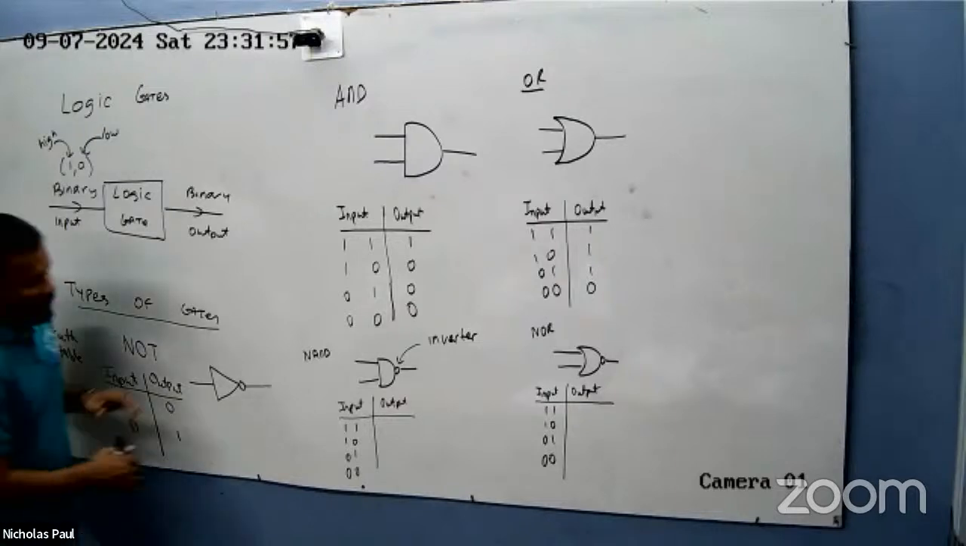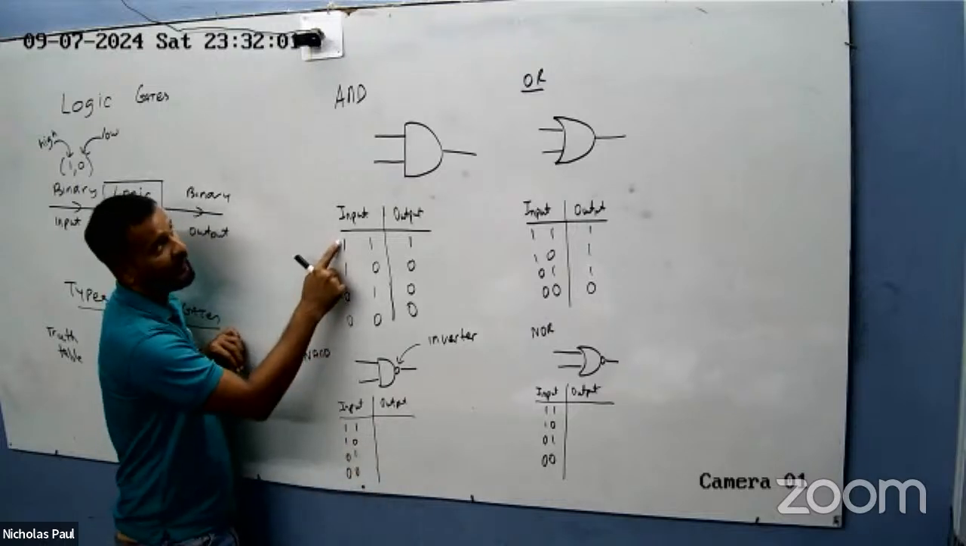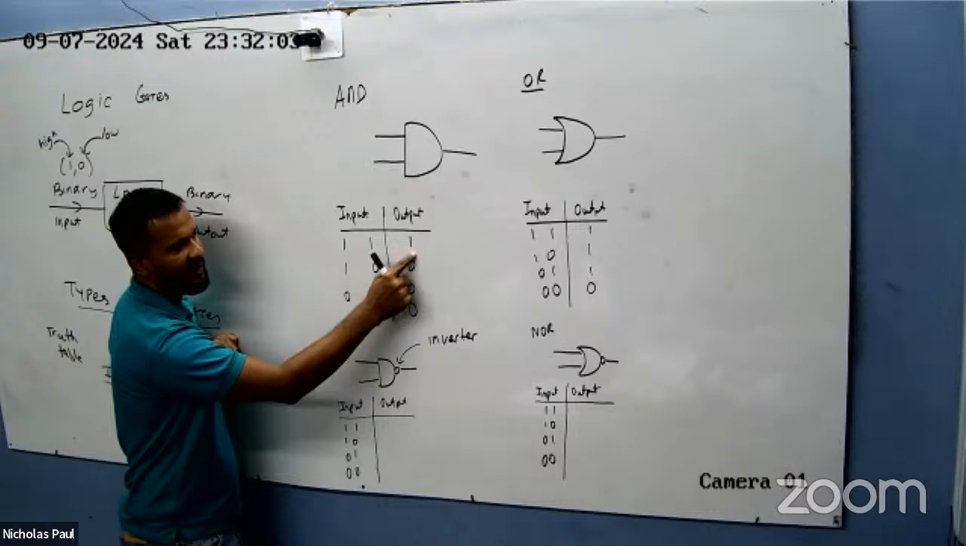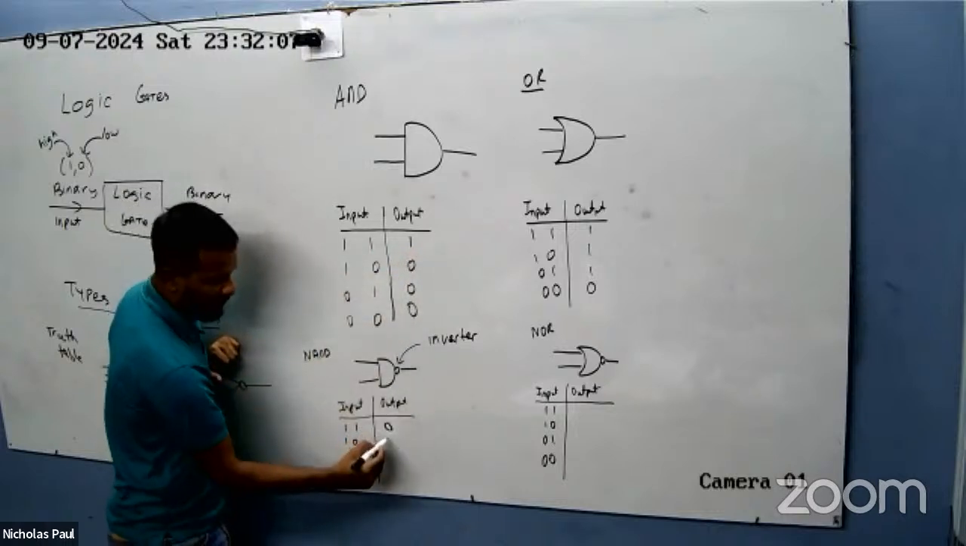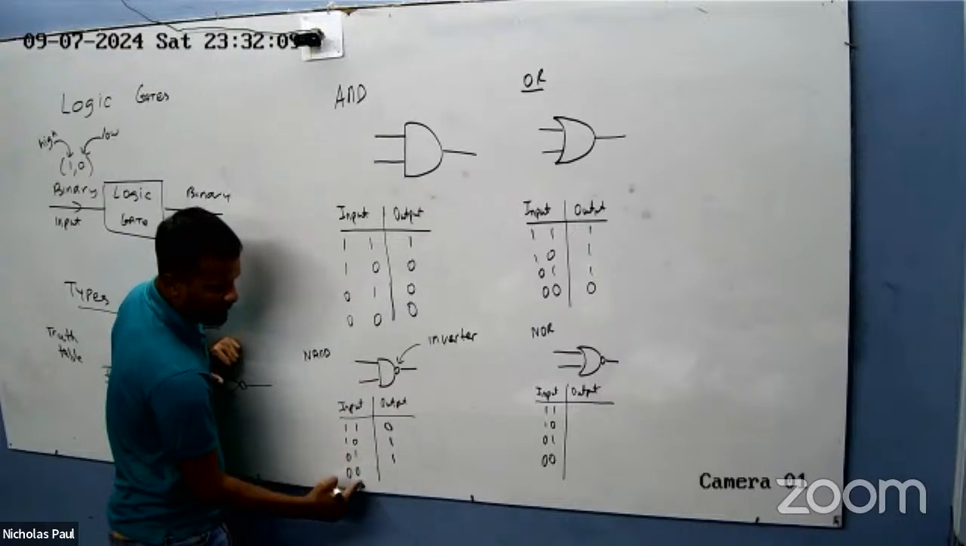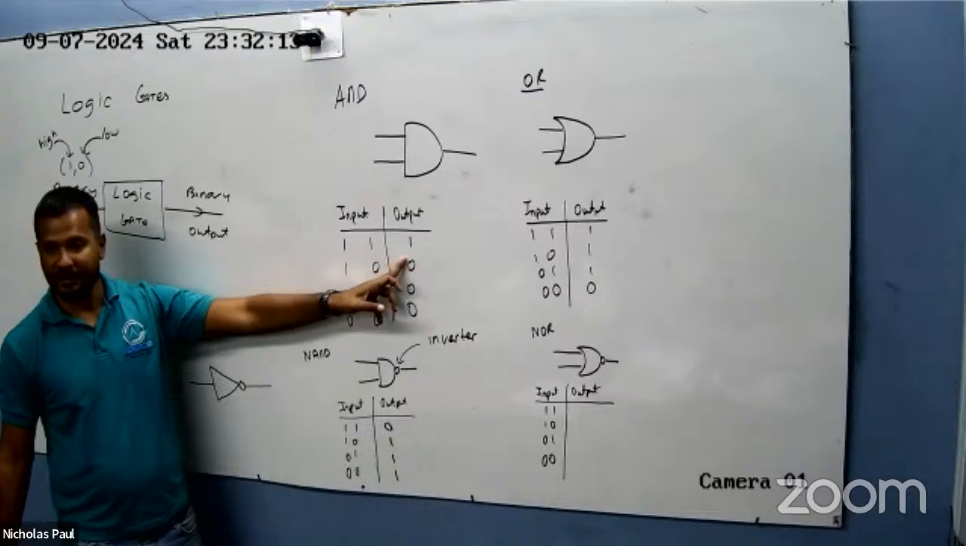Let's see if it's correct. The NAND is opposite to the AND. So 2 ones gave a 1, and now 2 ones will give a 0. 1 0 will give a 1. 0 1 will give you a 1. 0 0 will give you a 1. This is opposite to this.